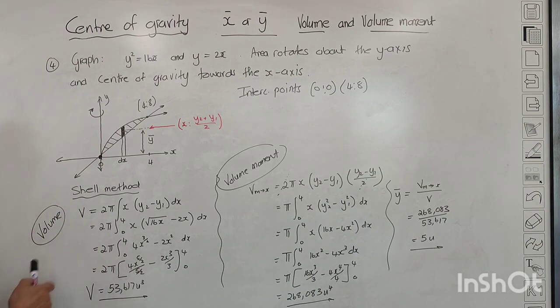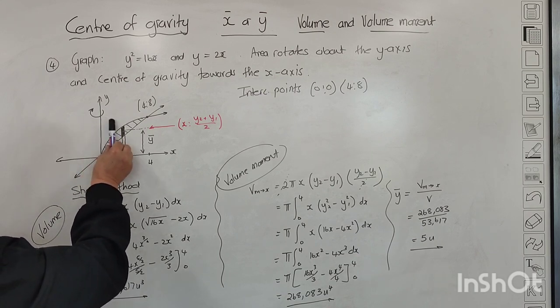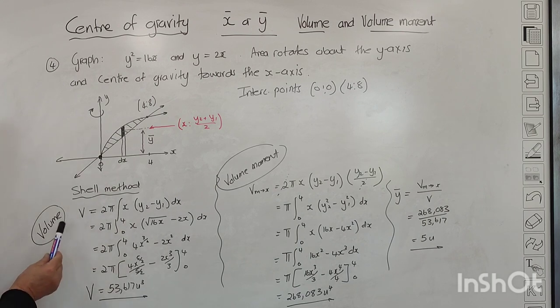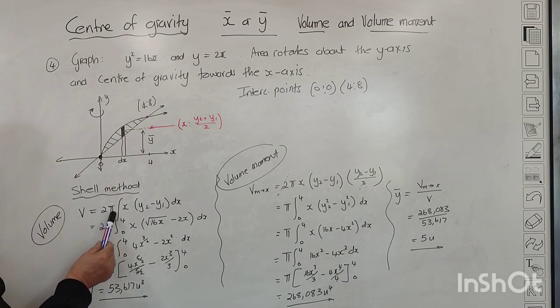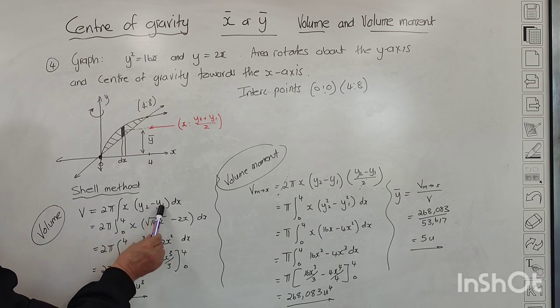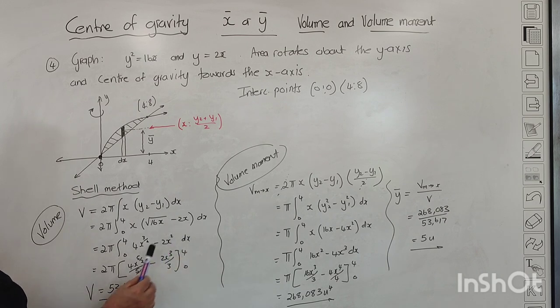Now it's important to know that if my strip is this way and my rotation is this way, they are parallel to each other. So I must use the shell method. When I calculate the volume, I write down the shell method for two graphs: 2 pi the integral of x times (y2 minus y1). Substitute my two equations into it and multiply the x into it. It simplifies into 4x to the power of 3 over 2 minus 2x squared, with reference to dx. My strip is dx values.